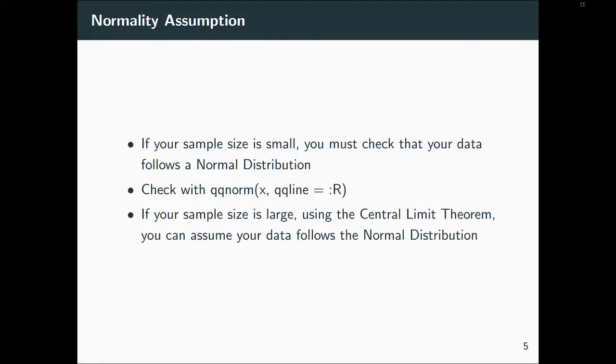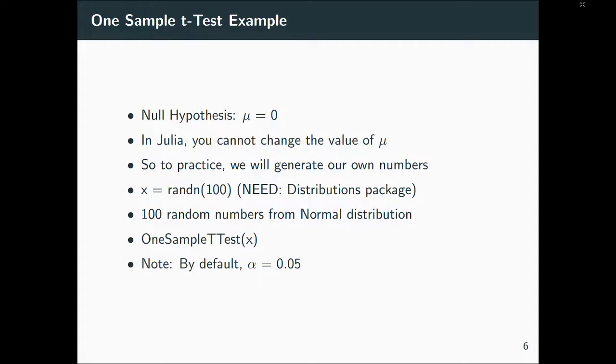If you have a small sample size, you will have to check if your data follows a normal distribution. You can use the qqnorm function and fit a QQ line in red to display the normal line. If your data has a large sample size, by the central limit theorem, you can assume your data follows the normal distribution. For the one-sample t-test, the null hypothesis is that the population mean equals 0.